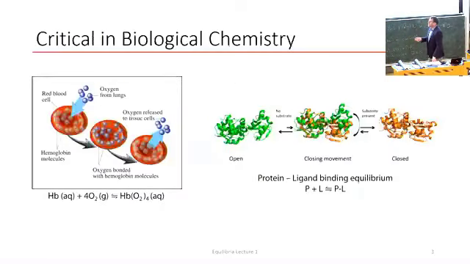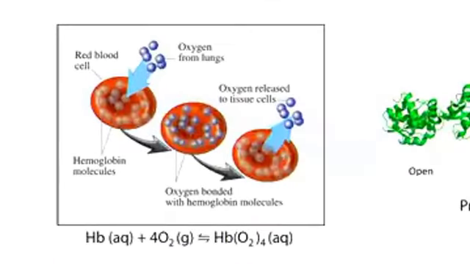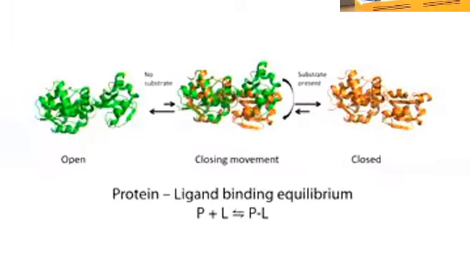And as I mentioned, it's a really interesting chemistry, but it's fundamental to biological chemistry. Things like, as I mentioned, hemoglobin binding, which is a special case of docking, or protein-ligand binding equilibrium. So we'll discuss these in a little bit more detail in the next lecture. But this idea of being able to quantify the extent to which these processes happen, that's all based in equilibrium.